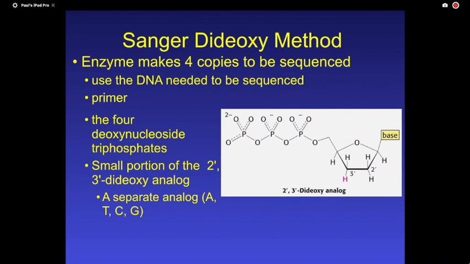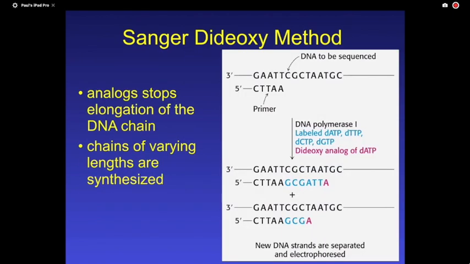I have all the nucleotides, I have a sequence and a primer. Once this is incorporated, I've stopped. The other item that you need in this is DNA polymerase to do the sequencing. So what we have is the sequence that we want, a little primer, the DNA polymerase, all the deoxynucleotides, and then a dideoxy analog.